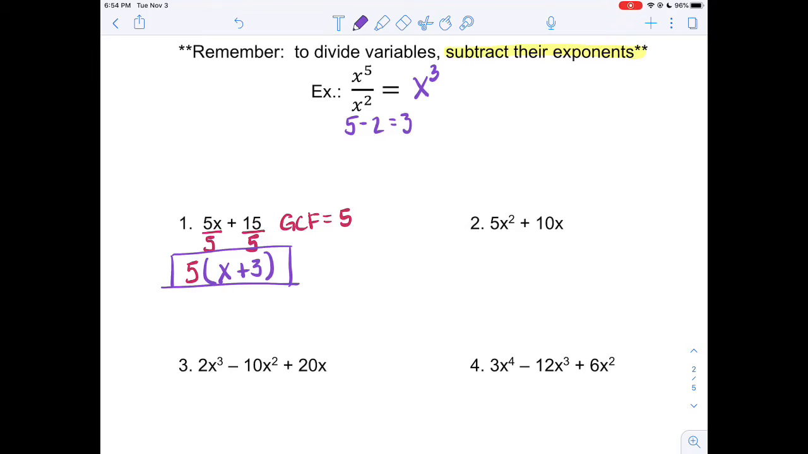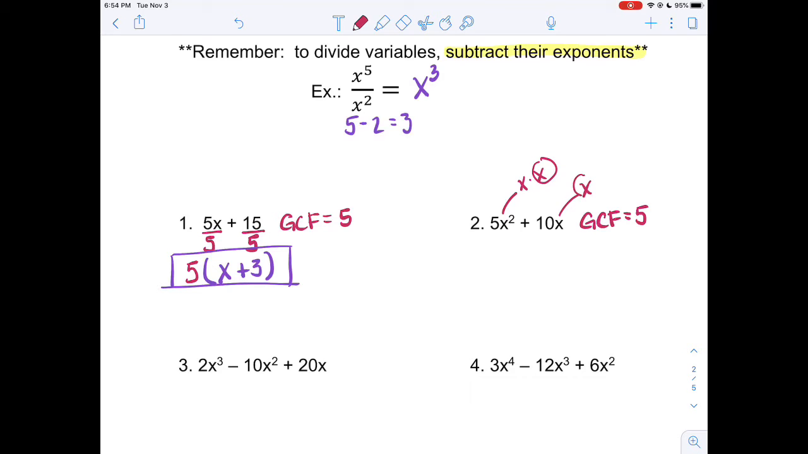Let's look at another example. This time we have 5x squared plus 10x. I can see right away that I have numbers and letters in both of my pieces, and so I need to consider both. 5 and 10 have a common factor of 5 because 5 will divide into both 5 and 10. And then if we look at the x's, we have x squared in the first term and an x in the second term. We could rewrite x squared as x times x, and then of course this is just 1x. So how many do they have in common?